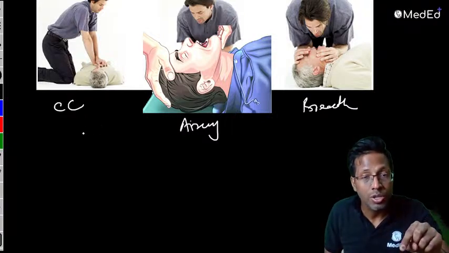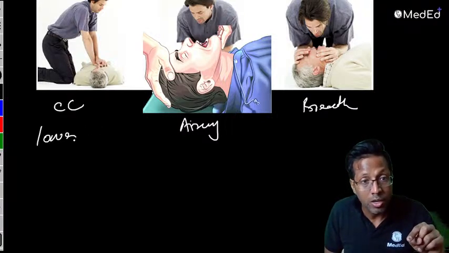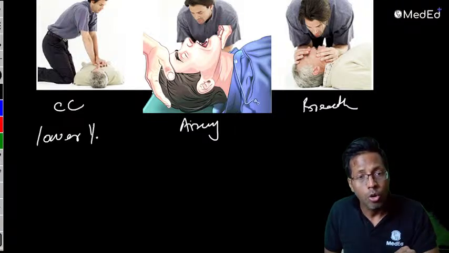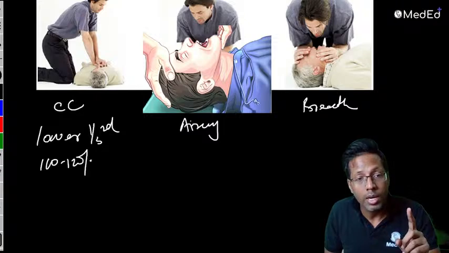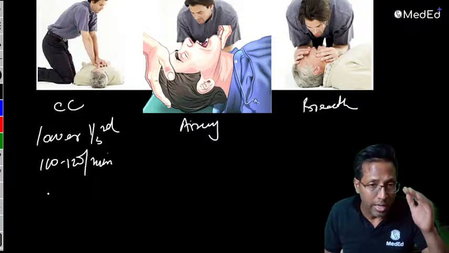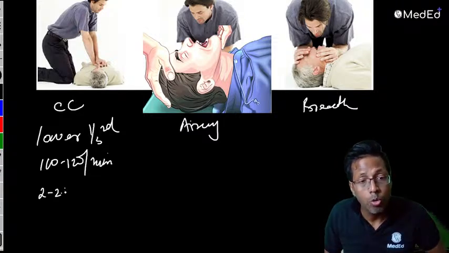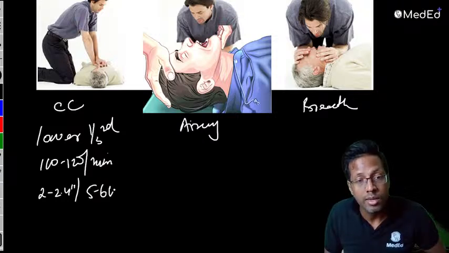This was this year's INI-CT question. Lower 1/3 of the sternum, the rate is 100 to 120 per minute, and the depth of chest compression should be 2 to 2.4 inches or 5 to 6 centimeter.